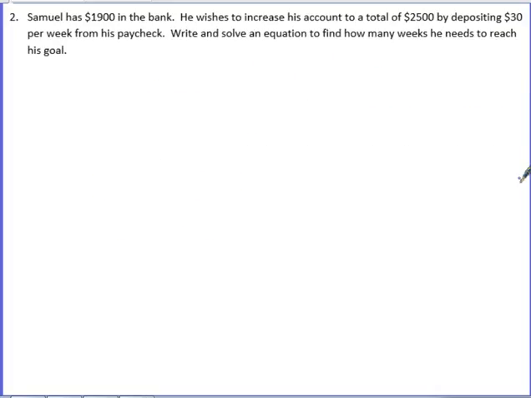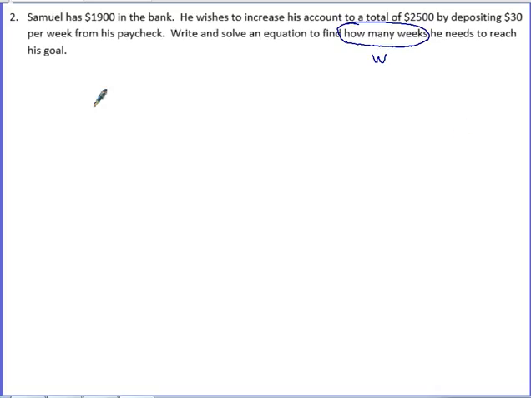Second word problem. Samuel has $1,900 in the bank. He wishes to increase his account to a total of $2,500 by depositing $30 per week from his paycheck. Write and solve an equation to find out how many weeks he needs to reach his goal. All right. I want to put a circle around this. How many weeks? That's what we are trying to find. So that is going to be our variable because that's the piece of information that we don't know. So I'm going to use W to represent weeks.